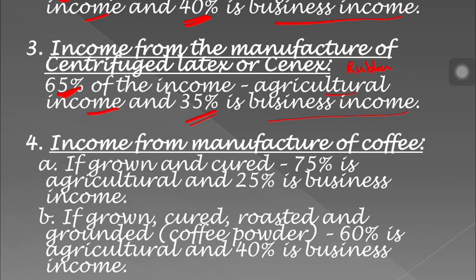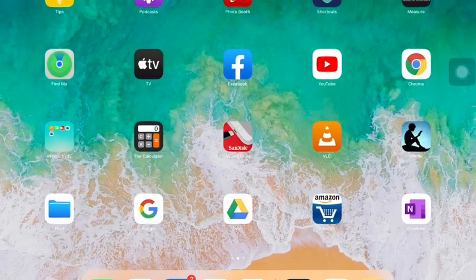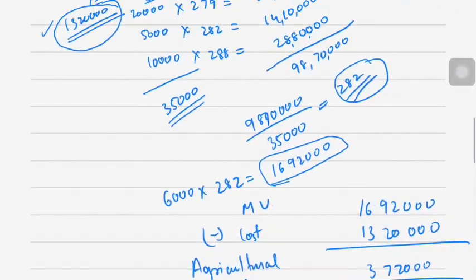If grown and cured, if you grow and cure the coffee, 75% is considered as agricultural income, 25% is considered as business income. Okay. Next one, if grown, cured, roasted and grounded, that means if you are making it into coffee powder, then 60% is considered as agricultural income and 40% is considered as business income. Okay, let's solve a problem on this also. See this.